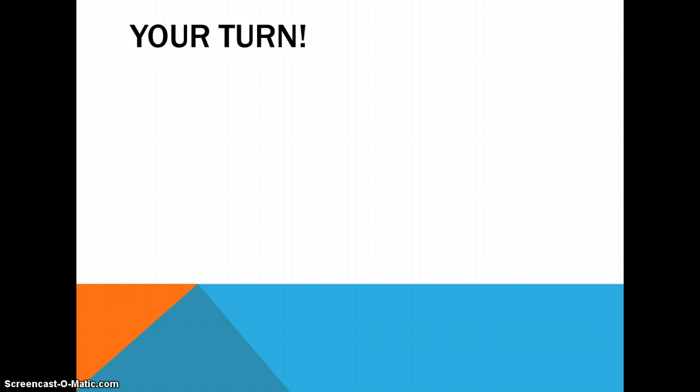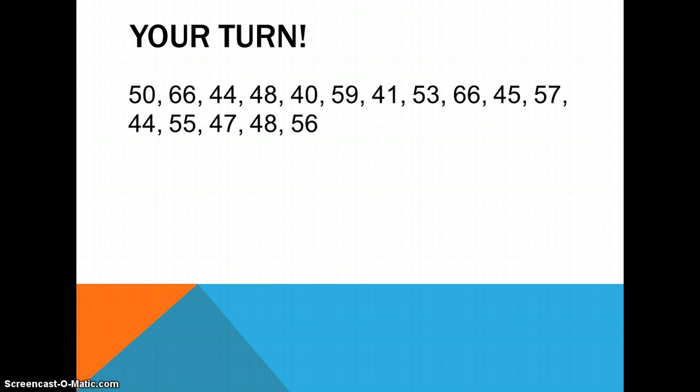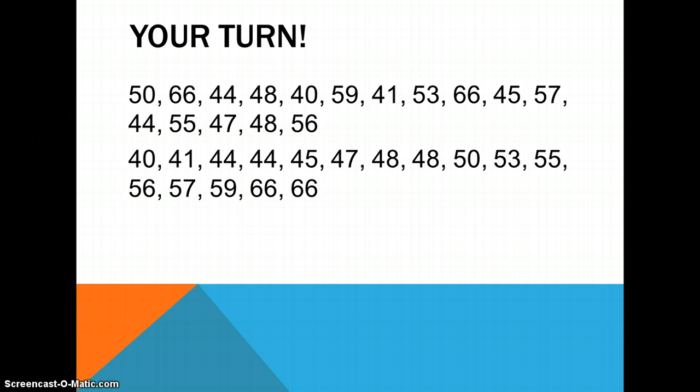Alright, and now it's your turn one last time. Here is your group of numbers. Pause the video and find the range of this group of numbers. Alright, did you start out with organizing your numbers like I did? So that way we can see that 40 is definitely the smallest number and 66 is definitely the greatest number. So then you take 66 minus 40, which equals 16. So that means that 16 is the range.